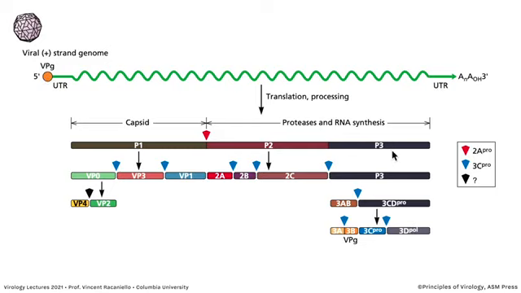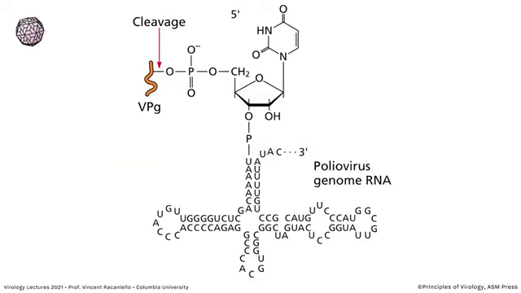But this long protein is processed by proteases to give you capsid proteins, the VPs, and to give you the polymerase, which is down here called 3D Pol, and the two proteases, 3C and 2A. Those are the proteases that chop up this protein. This is a common theme in viral genomes, that you need a protease to process proteins.